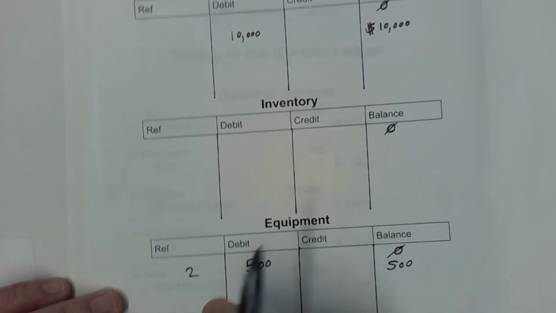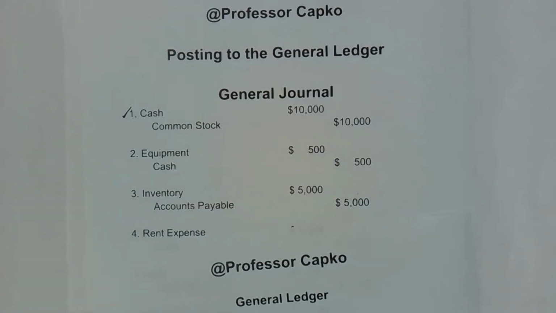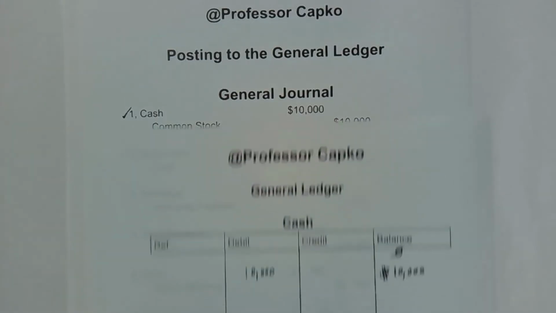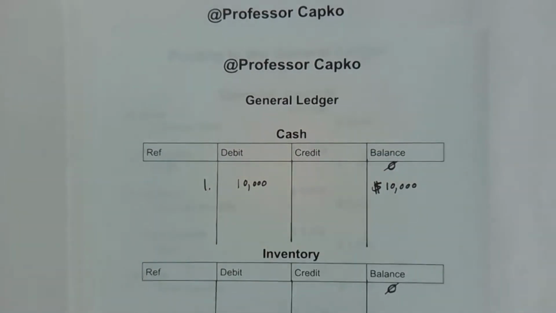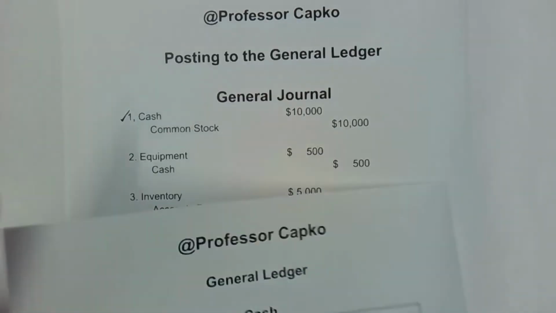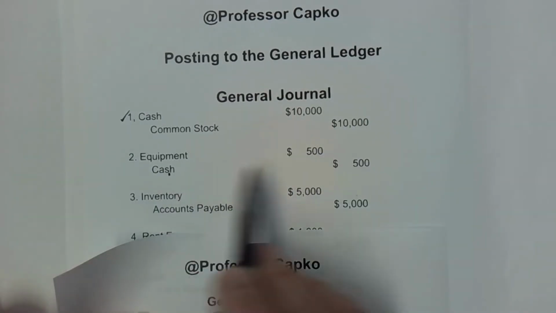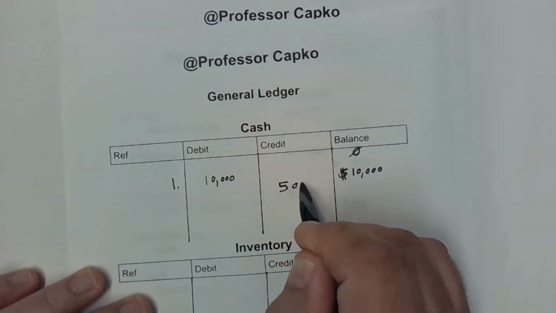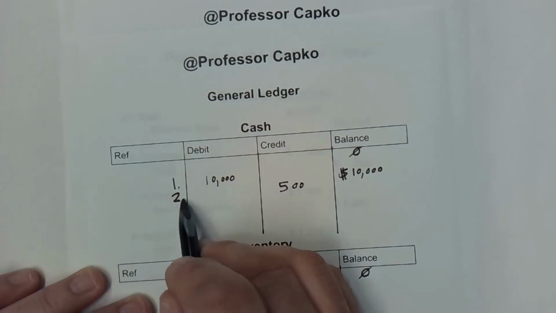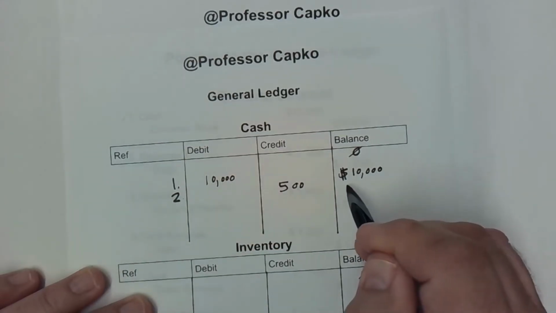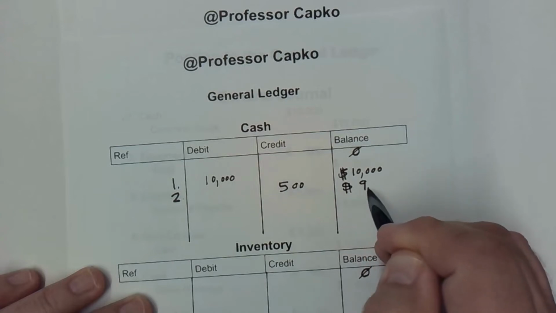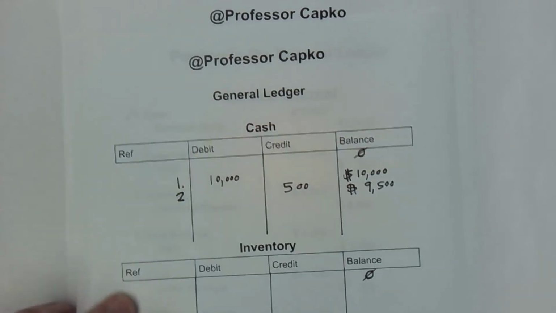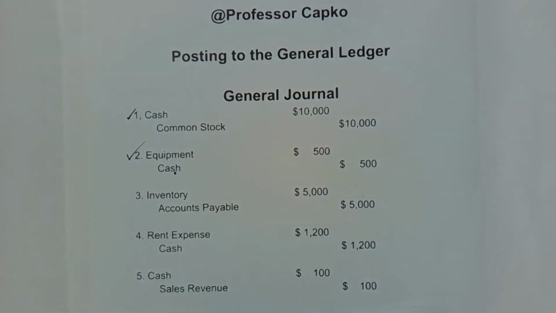And I should put the reference number here. Don't forget to put the reference for each of these transactions. The reference in this one was number 1, and the cash reference was also number 1. So don't forget to put that. The second part of this is a credit of cash of 500. So I'm going to credit cash for 500, and that's reference number 2. So I have to reduce my balance by 500, so my new balance is 9,500 in the cash account. That takes care of the second transaction.